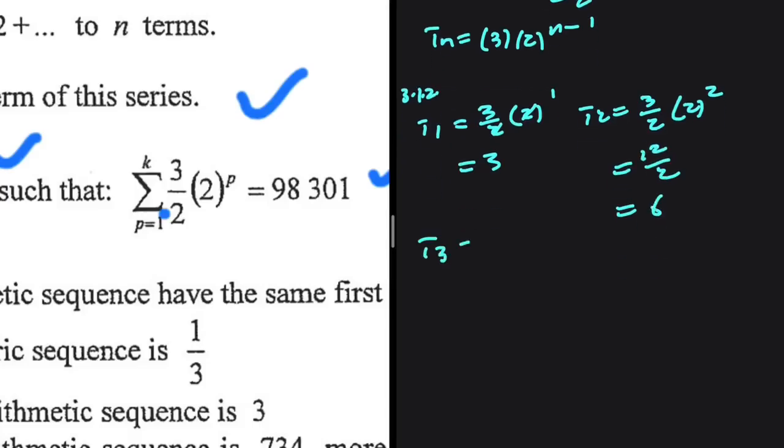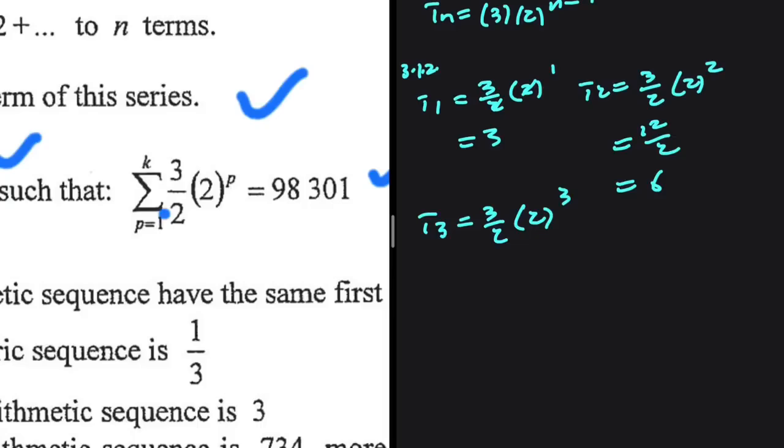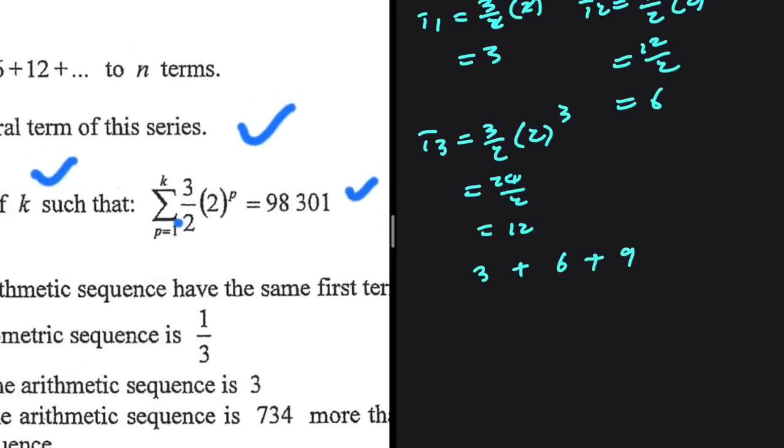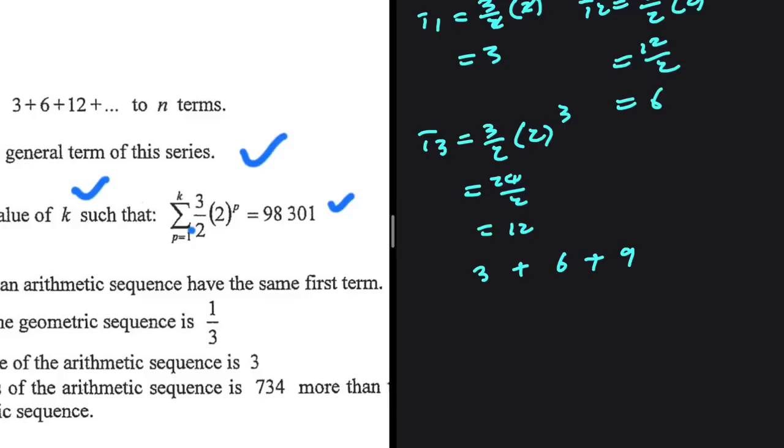And then T3 is equals to 3 divided by 2, 2 to the power 3. 2 to the power 3 is 8, so we have 8 multiplied by 3, 8, 16, 24. So we have 24 divided by 2, which is equals to 12. So it seems like we just have 3 plus 6 plus 12. We're supposed to find the value of k, for which this sum is equals to 98,301. How can we possibly do that?